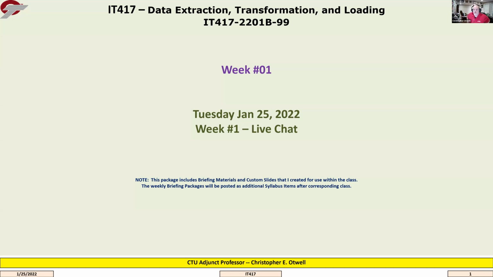This is week 1 of IT417. We'll be talking about data extraction, transformation, and loading, which is a database migration and data manipulation process, a series of processes in order to convert traditional sources of data or existing databases to more modern data lakes or larger databases or modernized DBMS systems.